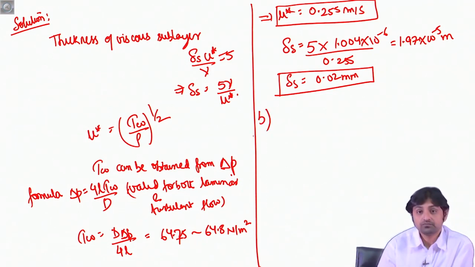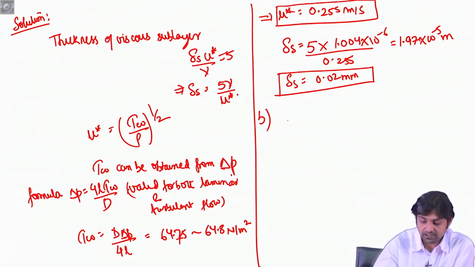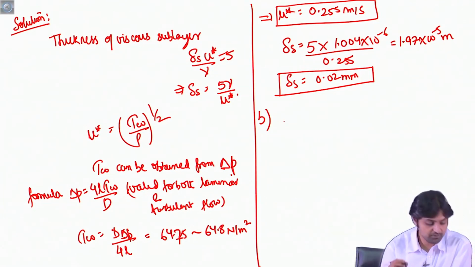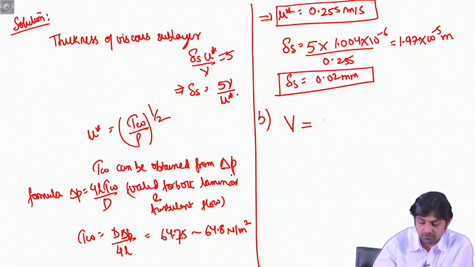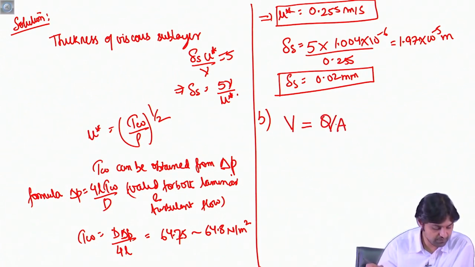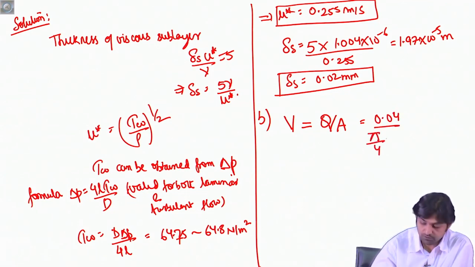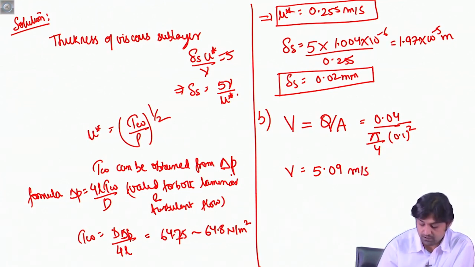Now second, we have to obtain the center line velocity. So we know that the center line velocity can be obtained from the average velocity using that power law velocity profile. Okay. So first of all we find average velocity as V is equal to Q by A. Q was 0.04, pi by 4 into 0.1 square. So velocity we are getting 5.09 meters per second.